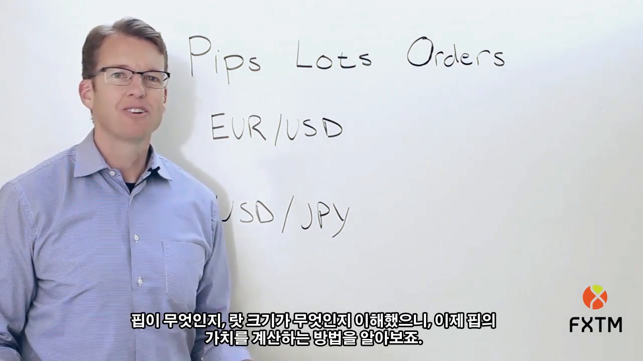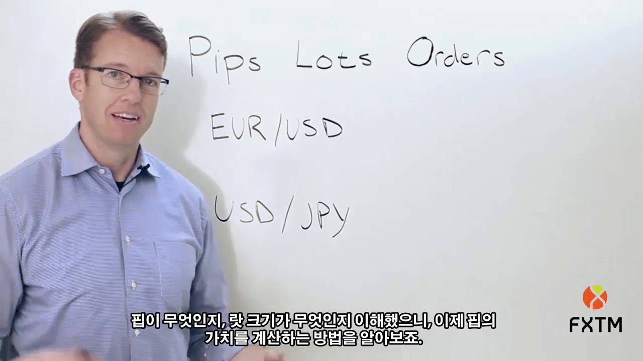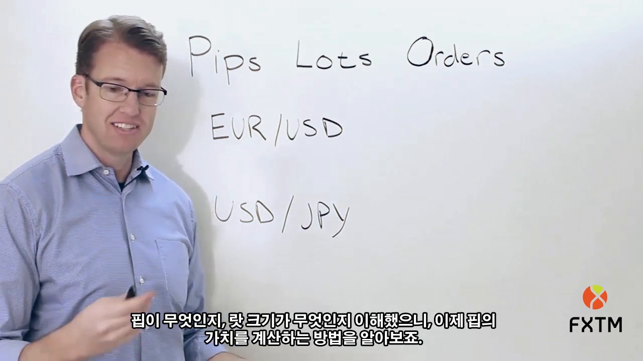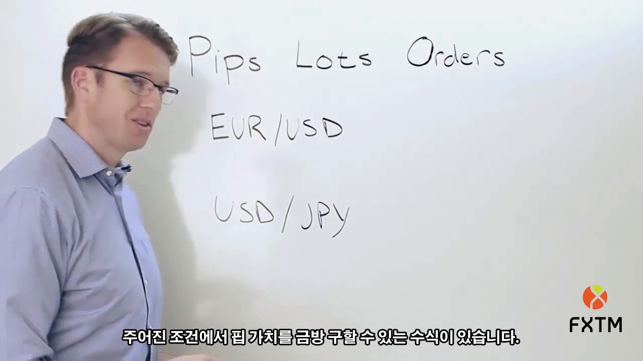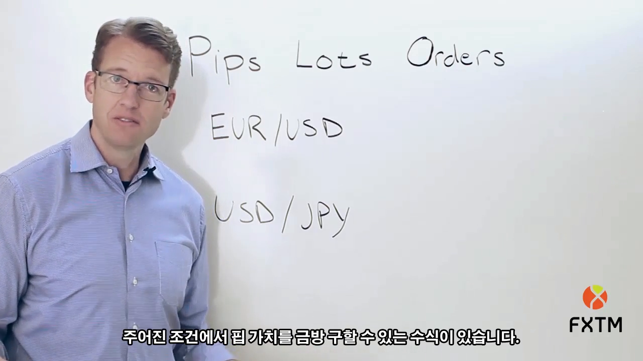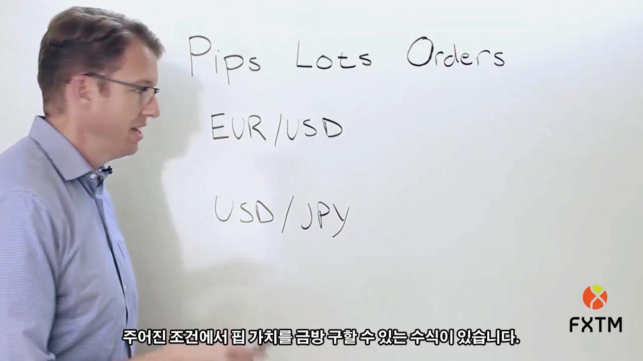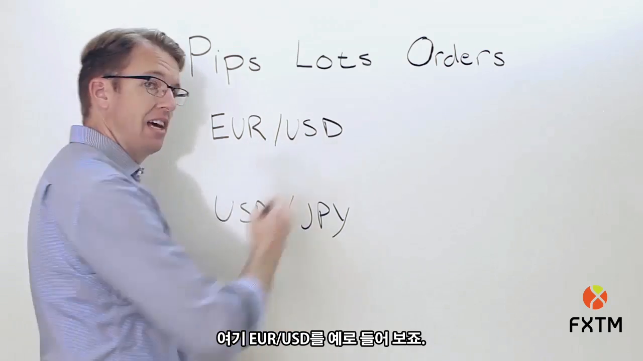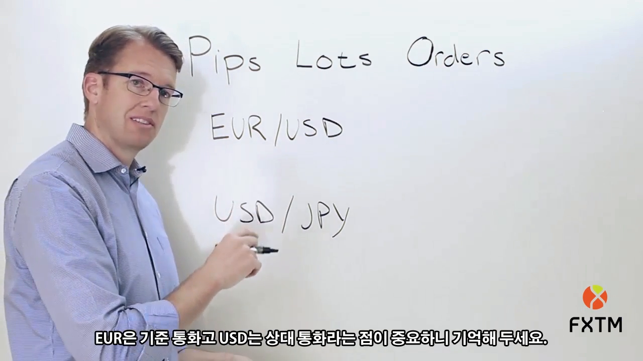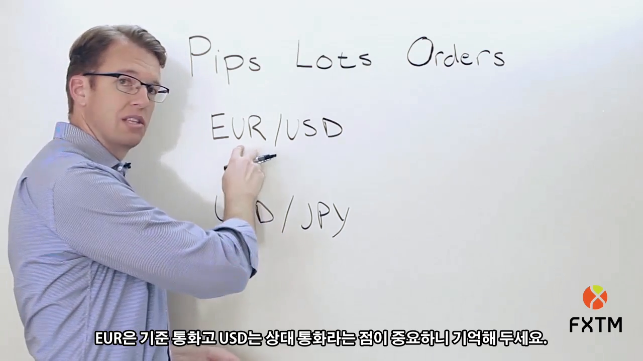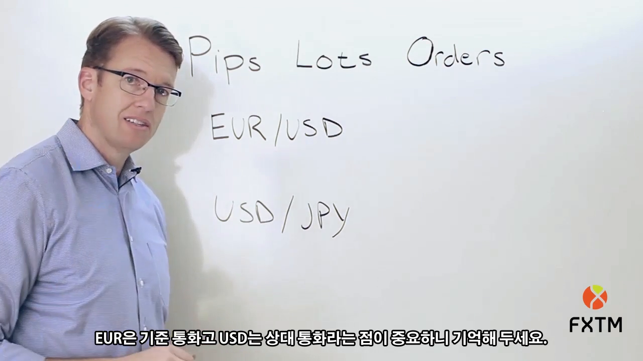So let's learn how to calculate the value of a pip now that we understand what a pip is and what lot sizes are. And the answer is actually really simple. There's a really quick formula that you can use to determine the value of a pip in any given situation. So we'll take an example here with the euro to the US dollar. It's going to be important to remember that the euro is in the base and the dollar is actually in the quote.